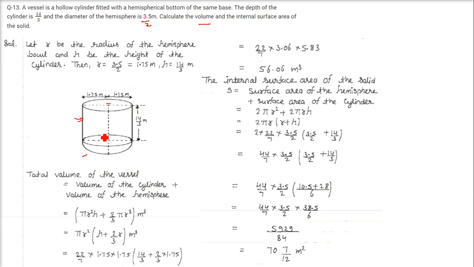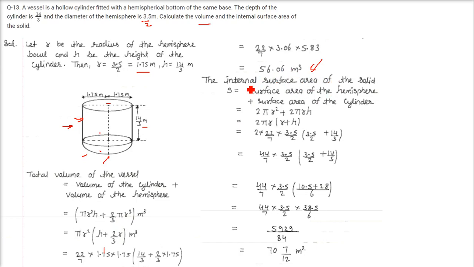So we'll take this part and this part, take the volume, add them. Also, the surface area of the hemisphere we will take, and the surface area of the cylinder we are going to take. First of all, the radius, as I said, 3.5 by 2, because 3.5 is the diameter, it is going to be 1.75, and the height will be 14 by 3. So total volume will be the addition of the volume of these two. This volume will be pi r square h, r will be 1.75, height is 14 by 3. And for this hemisphere, it will be 2 by 3 pi r cube, our radius again 1.75. Just add them.